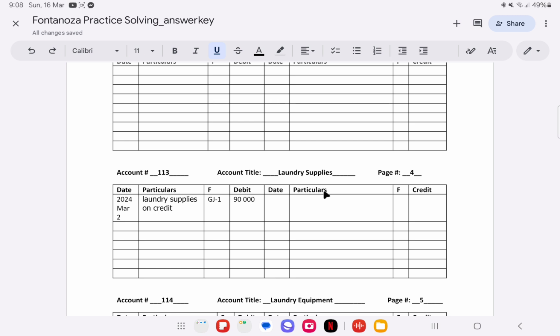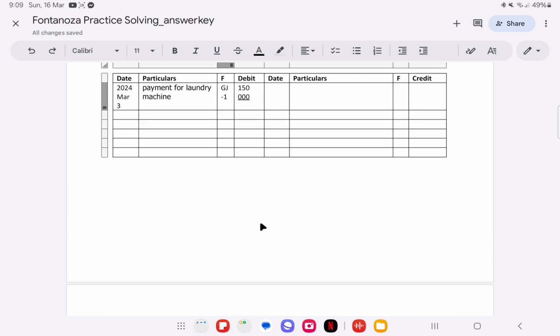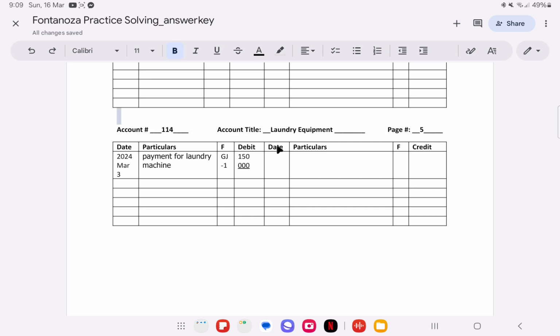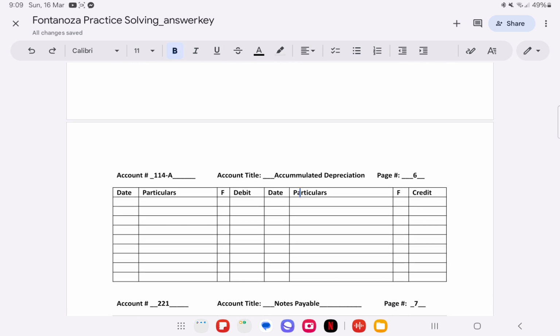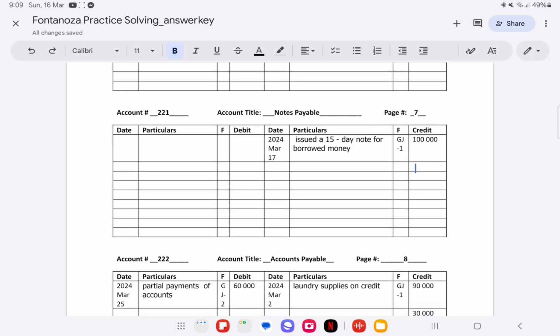Laundry supplies, 90,000 pesos. No need to double line or to underline yet because there are no closing or adjusting entries yet. Okay, same with laundry equipment, no. And we have accumulated depreciation, no data yet. Notes payable, only one in the credit, no.